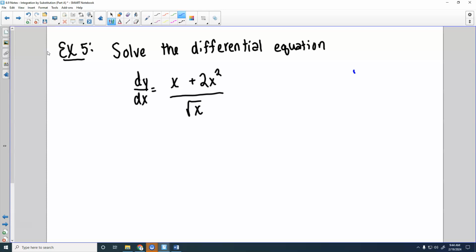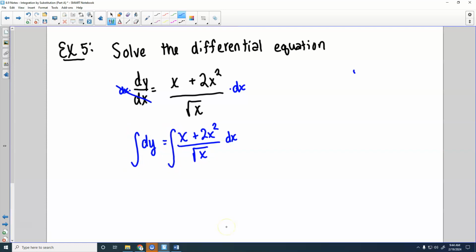For this one, first of all, it says solve the differential equation. The only difference here is you are multiplying both sides by dx, so the dx is over on this side, and you're going to have dy equals x plus 2x squared over the square root of x dx, and then you're integrating both sides. So it's essentially just asking you to integrate. That dx is missing because it needs to be multiplied on both sides.